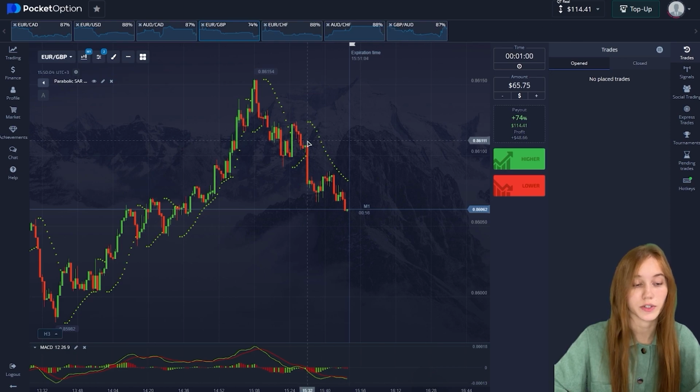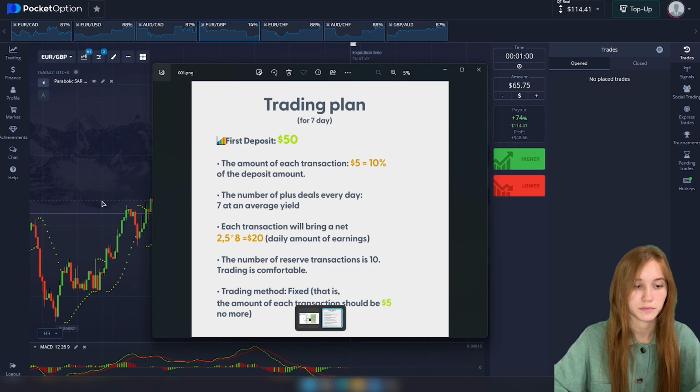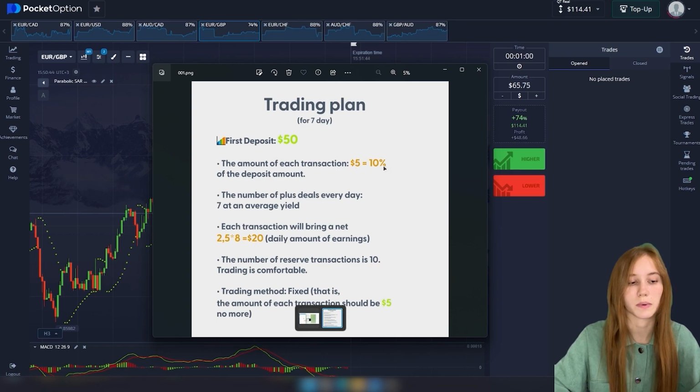Let's summarize it. First, we multiply our balance by 11 times. It's very important to increase our balance. Show you this strategy, a small strategy. You see this, it's parameters table for you. It's a plan for 7 days with $50 our deposits, starting deposits. The amount of each deal is $5. It's 10% of the total deposit amount.